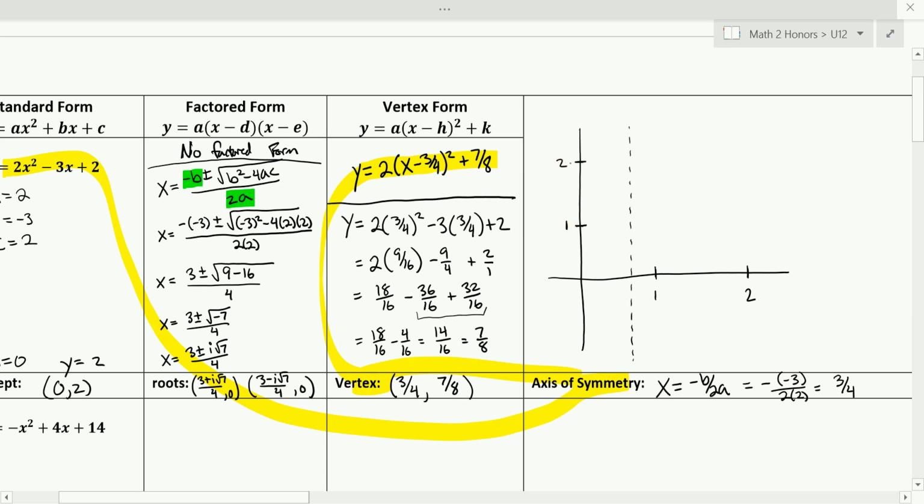And 3/4, 7/8. So that's 7/8, a little bit less than 1. So about right there. That's my 3/4, comma 7/8. My vertex. We know we have a y-intercept at 0, 2.